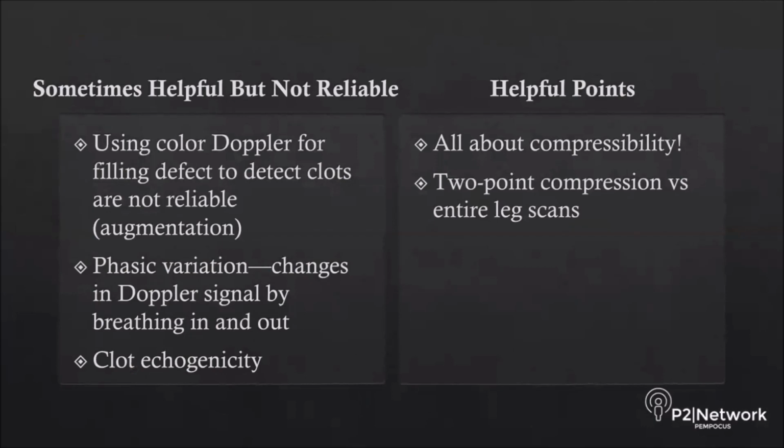Some of the things that we want to review include using only the color Doppler to look for filling defects and to detect clots. This is not a reliable technique. Augmentation, using phasic variation such as changes in Doppler signal by breathing in and out, is also not reliable, although sometimes it can be present. And relying only on clot echogenicity may not be a good idea if it's not assisted with compressibility. So what you really want to do is look for compressibility in your veins, and doing a 2-point compression rather than the entire leg has shown no difference between the two.